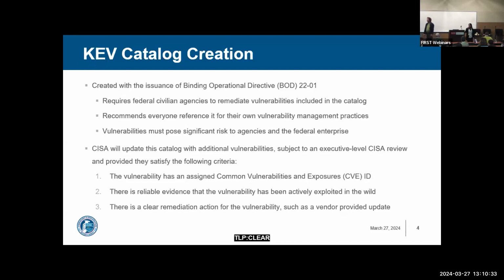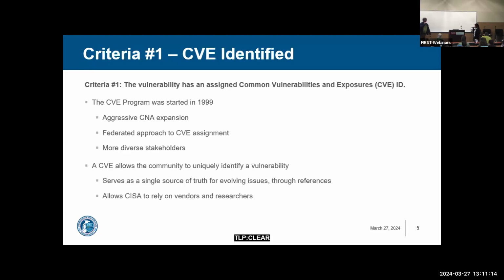So also, we have 3 criteria that every CVE must meet to go into the KEV. Number 1, every vulnerability must have a CVE. Why? Because we all need to speak the same language, and that language is a CVE ID. Second, every vulnerability must have reliable evidence of active exploitation. Why? Because we want to eliminate false positives. We want to make sure that everything in the KEV is a real threat. And third, every vulnerability must have clear remediations, because we want to come to agencies with the problem, but also with solutions. And with that, I will pass to Todd so he can dive into the first criteria.